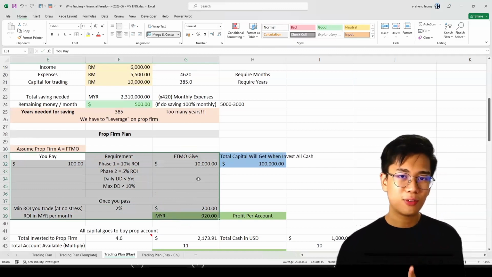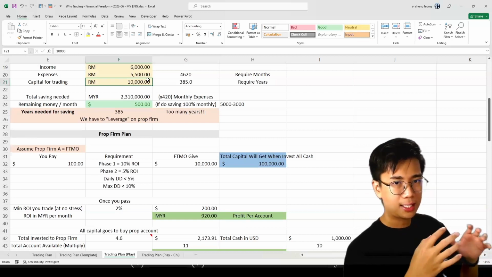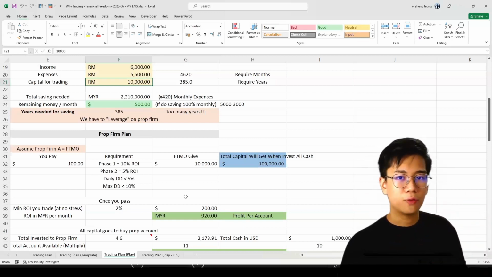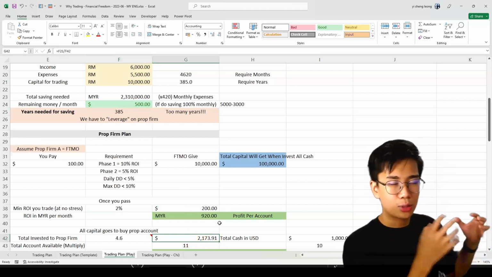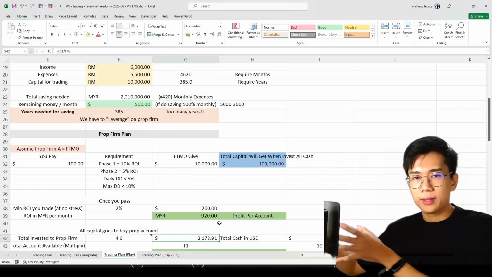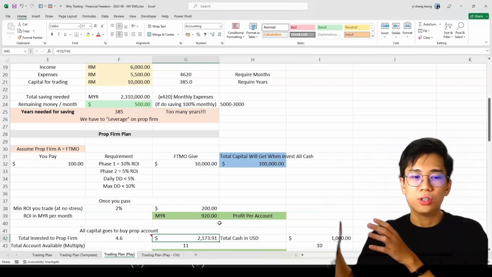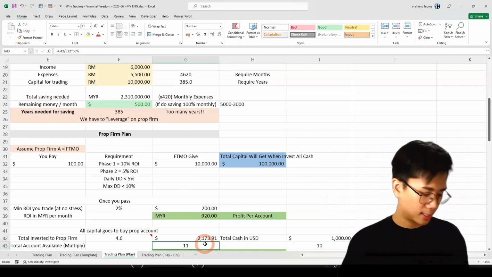So you can tell the prop firm that, hey, you know what? This is the total capital that I'm having. I got 10,000 ringgit. And instead of me taking this 10,000 ringgit, converting to USD to do the trading, I don't want to take this to do the trading. I will take this to FTMO. And in FTMO, I would like to exchange for USD.